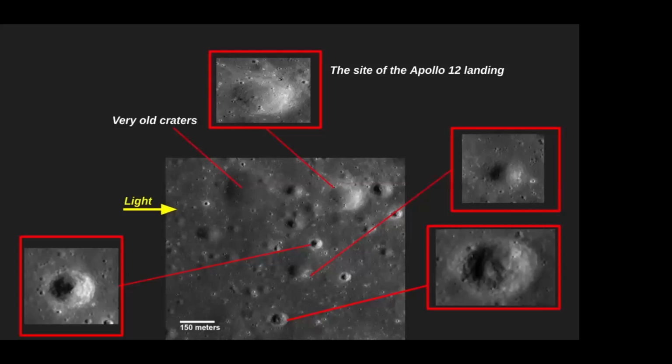The picture on the top is the site of the Apollo 12 landing, and we can see what looks to be footprints around the crater, and you can even see a little rover on the top right side of the image. And that's about it for image 1.